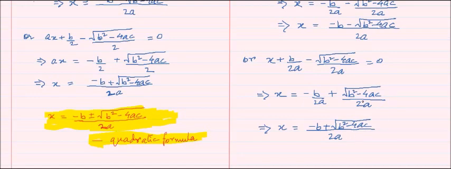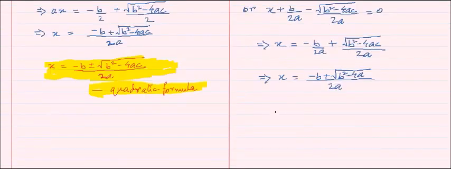Okay, so we are having the two values as minus b minus under root b square minus 4ac by 2a, and over here minus b plus under root b square minus 4ac by 2a. The same two values that we have got over here, because it is the quadratic formula. So we can combine these two values of x and we can write this as x equal to minus b plus minus under root b square minus 4ac by 2a. This is the quadratic formula.